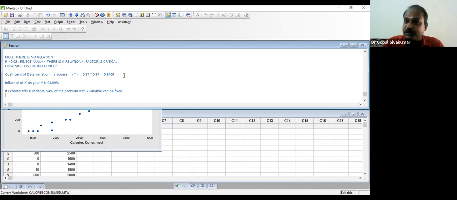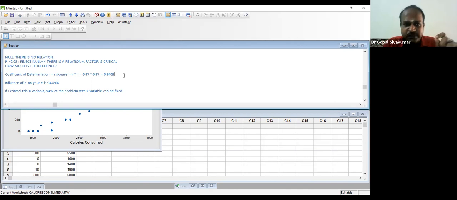Similarly, this particular Y variable, which is the weight gain, listens 94% of the time. It responds only to the calories you are consuming. Very rarely the weight gain depends on the other factors. Maybe your sleeping pattern, maybe your exercising pattern, maybe your stress level and all these things.